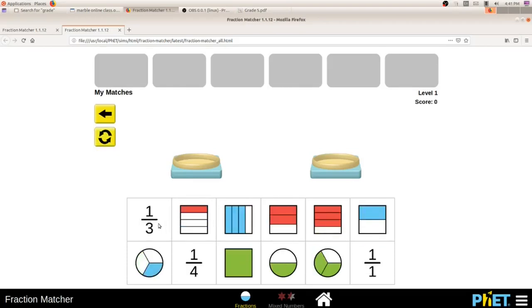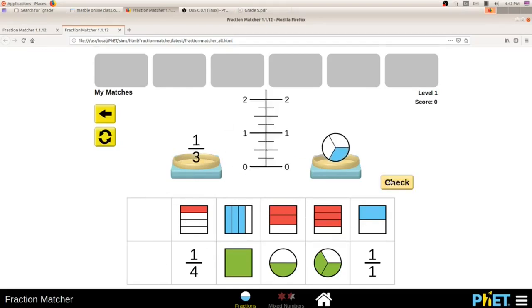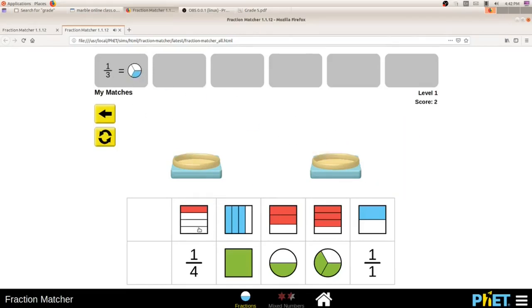Now, what is the third button? Yes, the check button. So here it is 1 by 3, so I will choose 1 by 3 from here. So you can see here the check button is to check whether the answer is right or wrong. Yes, it is the right answer. Click OK. Now what is try again?